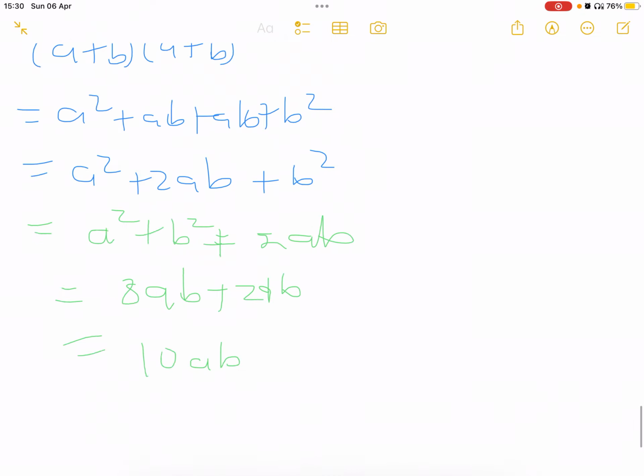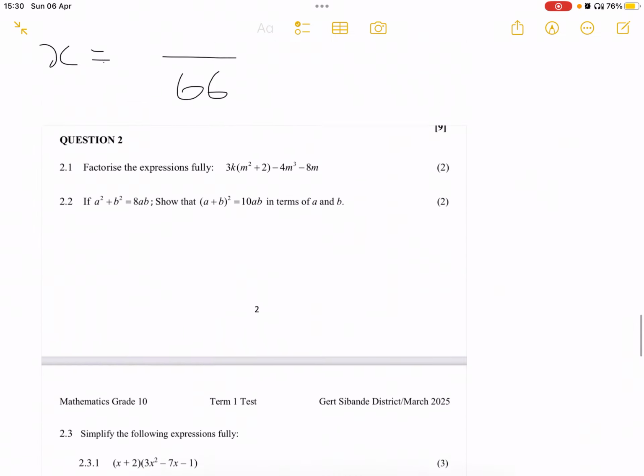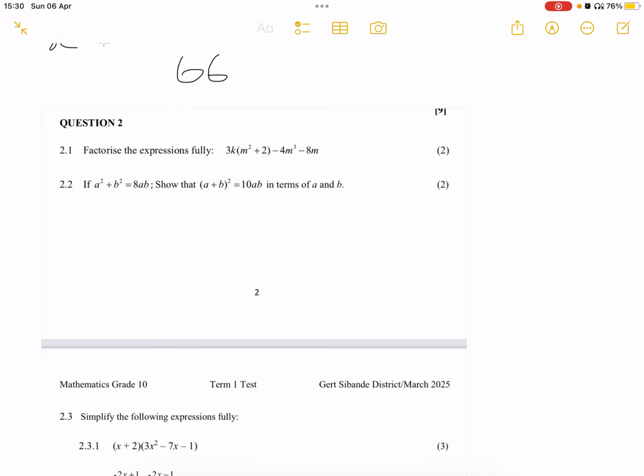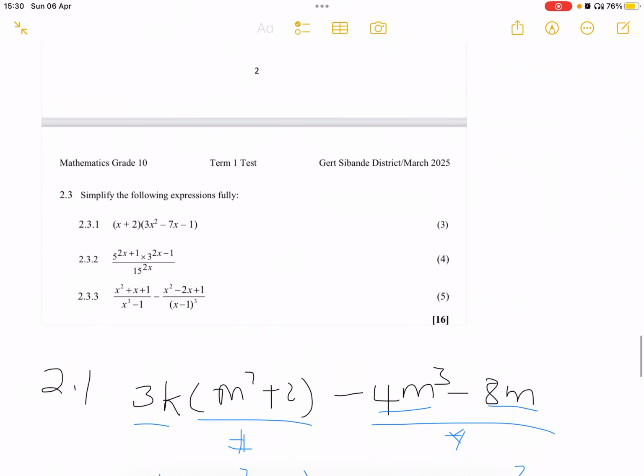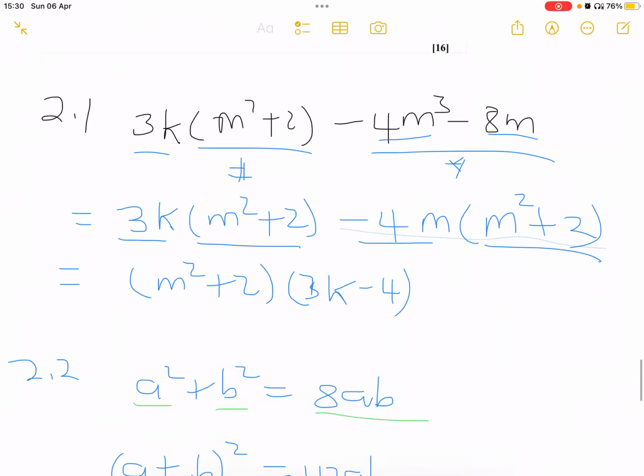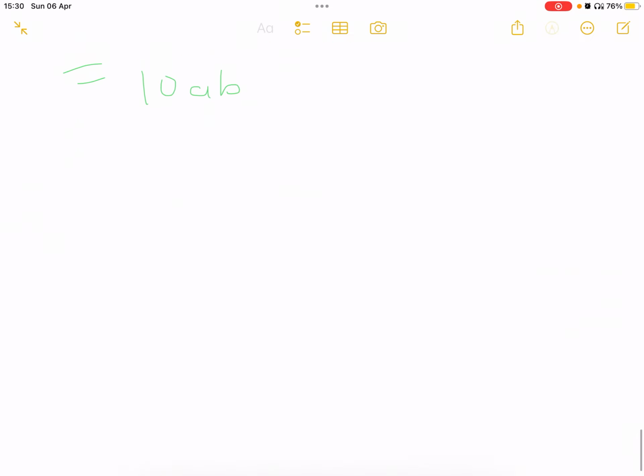Right, next question. Next question is 2.3.1, simplify. I love this one. Simplify x plus 2, open bracket, 3x squared minus 7x minus 1, for 3 marks.